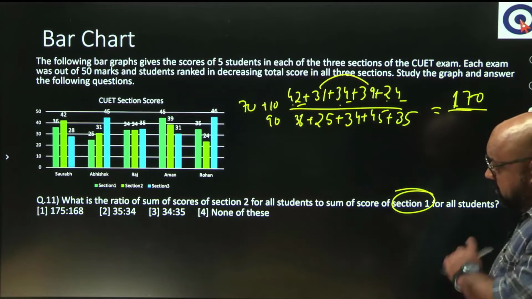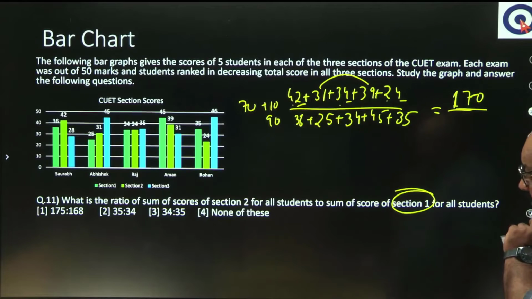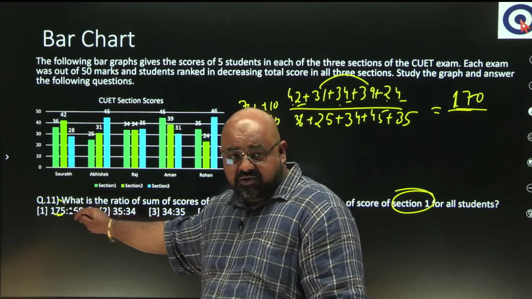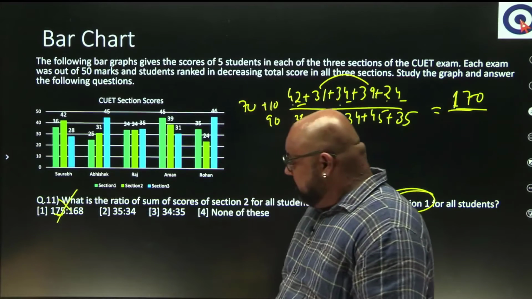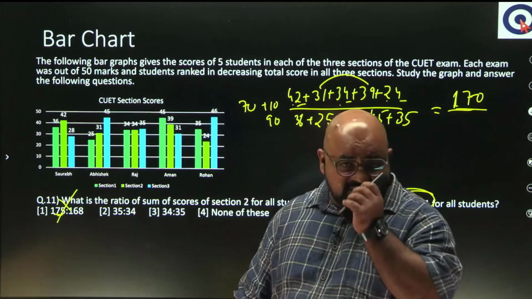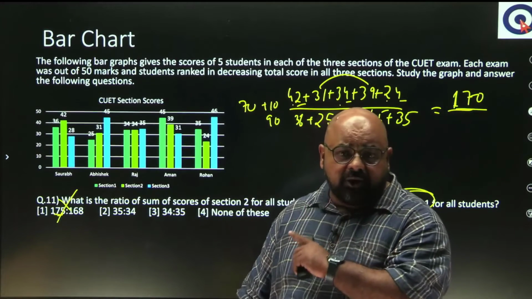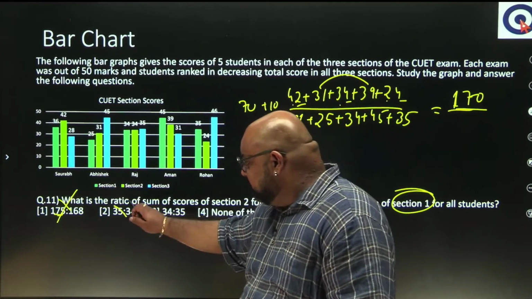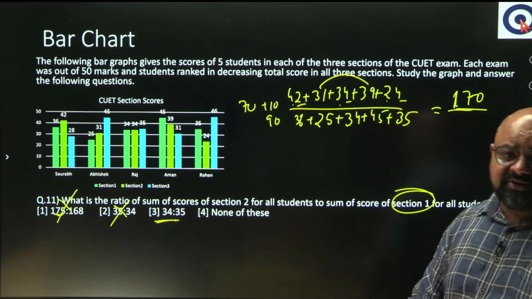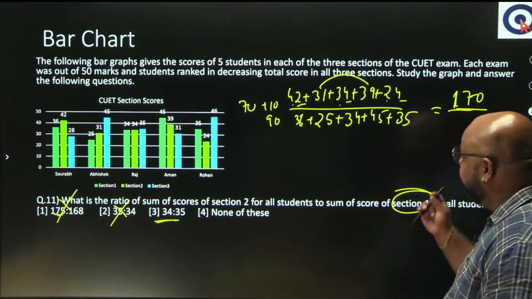At this point, I can be sure that this cannot be the ratio because the starting value is not 175. 170 is not divisible by 35. Right? 170 is 17 into 2 into 5. So it cannot be divisible by 35. So most likely this will be the answer. Since the fourth option is none of these, I'll add the next value as well.